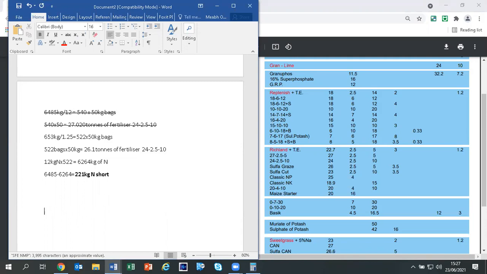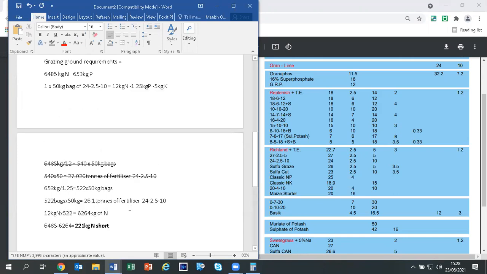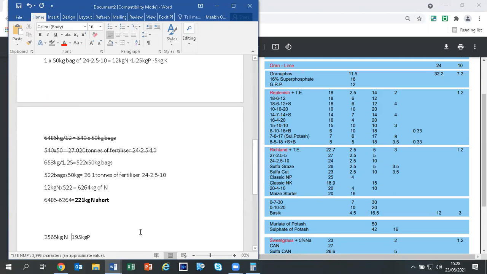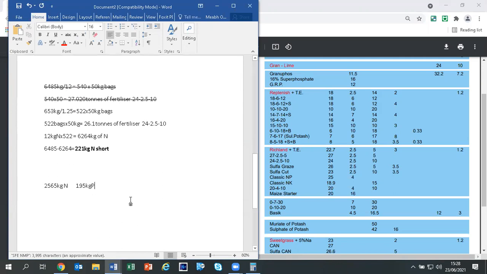So we'll just say, for argument's sake, that we have ground that has a nitrogen requirement of 2,565 kgs of nitrogen and a requirement for 195 kgs of phosphorus. Okay, so we'll just say that that's our requirement for the time being. So how are we going to approach this?